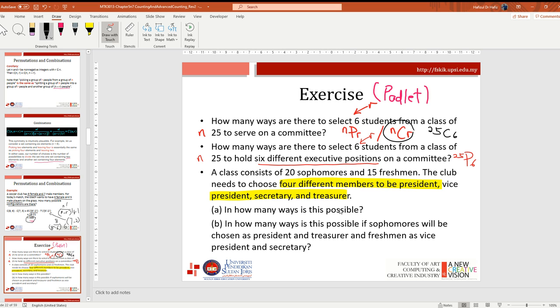Okay, this one is an exercise. How many ways are there, which you can do in the Padlet? How many ways are there to select 6 students from a class of 25 to serve on a committee? r is the students and n is 25. For this one you use the combination.